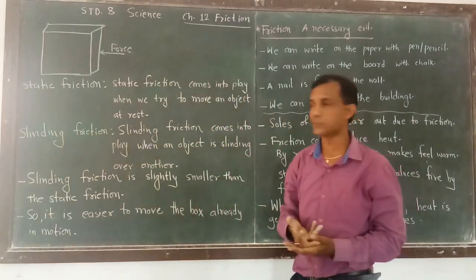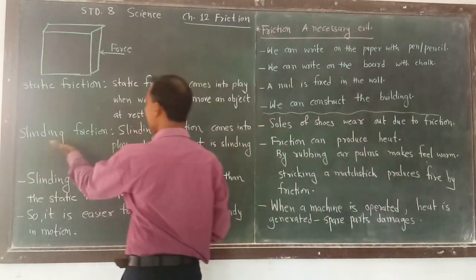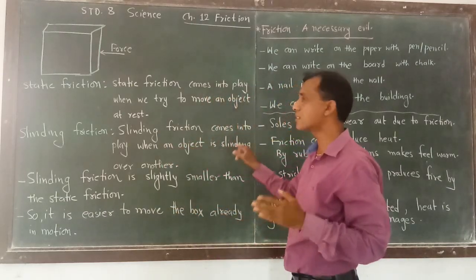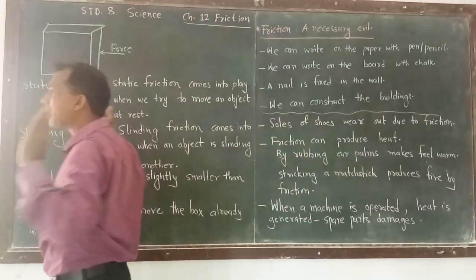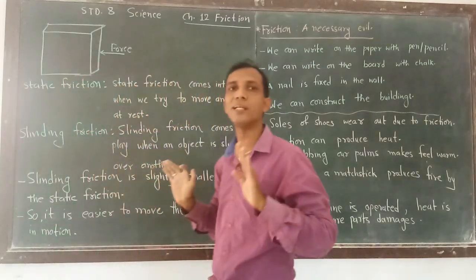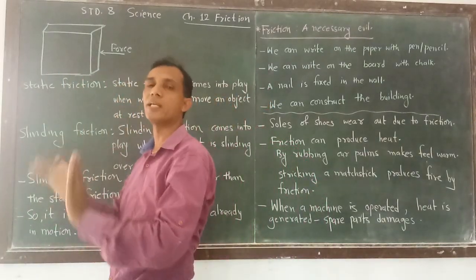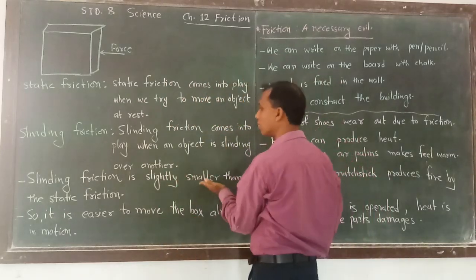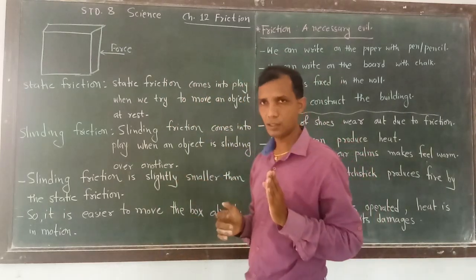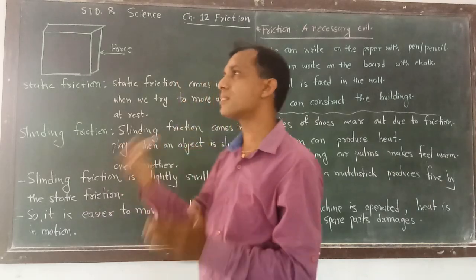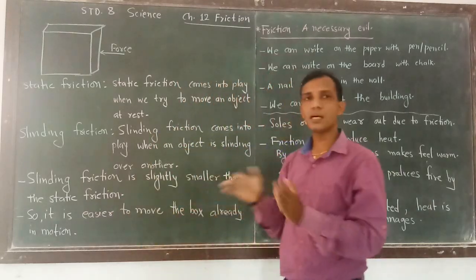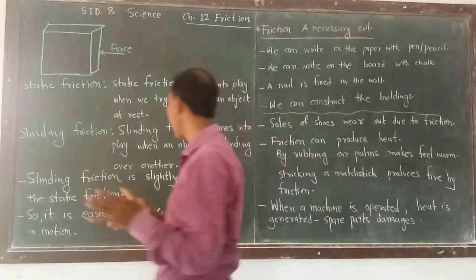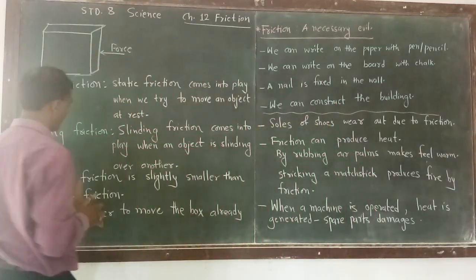Now sliding friction. Sliding friction comes into play when an object is sliding. When we apply force, it obviously starts sliding, and sliding friction is produced. Sliding friction is slightly smaller than static friction. In comparing static friction and sliding friction, there are some differences: sliding friction is slightly smaller than static friction.